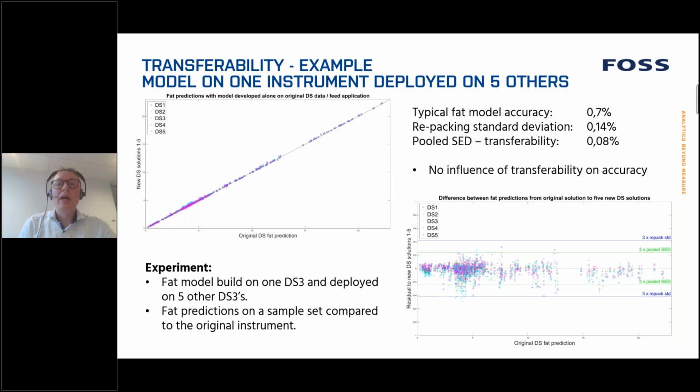And then if you look at the pooled standard error of difference between the instruments on the model side, that's basically the transferability. It's only 0.07%, which means that the very, very small contribution from the transferability does not have any impact on the model accuracy in the end. And this is what transferability means in practice, that you can actually build a model on one or a few instruments and deploy them on a number of instruments and use them right away.